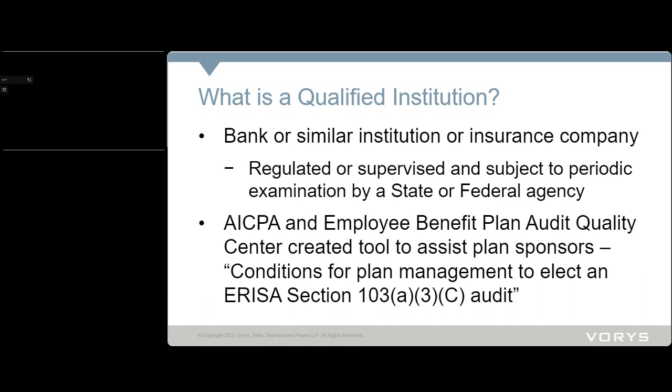I want to point everybody to an excellent tool that was put together. The AICPA, as part of the Employee Benefit Plan Audit Quality Center, put together a tool to help plan management determine whether you can make those certifications. If you search in your web browser the language that I put in quotes here, conditions for plan management to elect an ERISA Section 103(a)(3)(C) audit, you'll find it. It is a fantastic tool. If you follow the tool, it will get you to document everything you need as far as making these certifications.